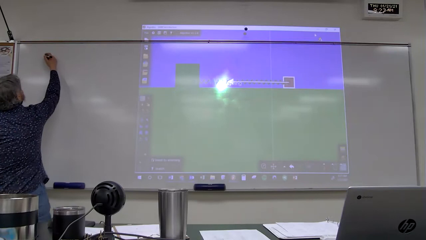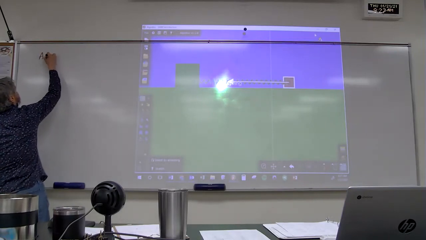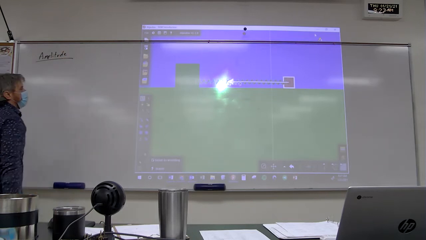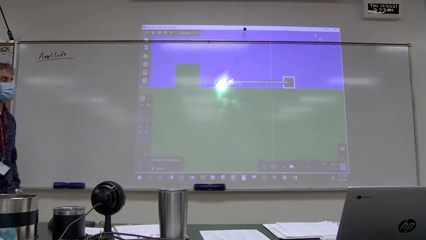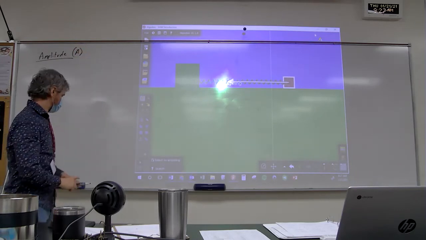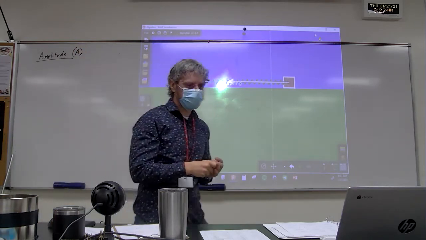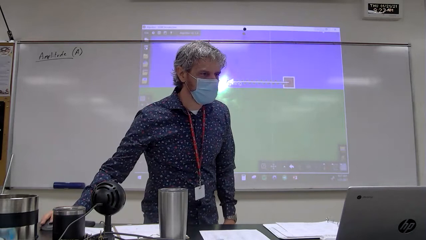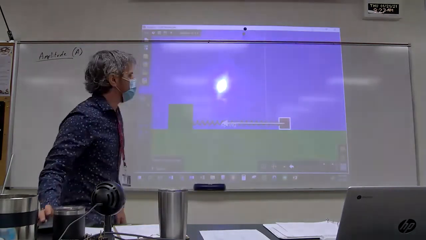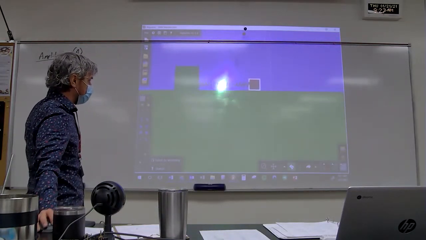So the first thing is amplitude. Amplitude, in a mathematical sense, gets the symbol capital A. If we're looking at our simulation here, I've got to move it so the folks at home can see without the glare.